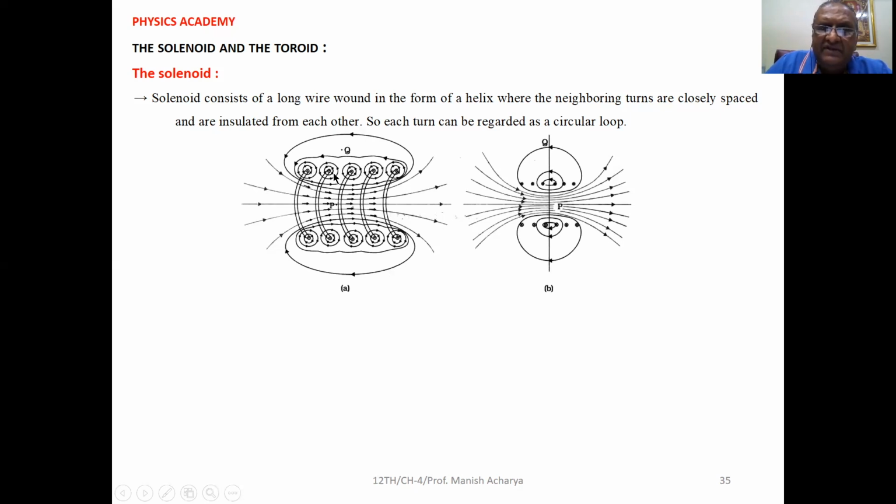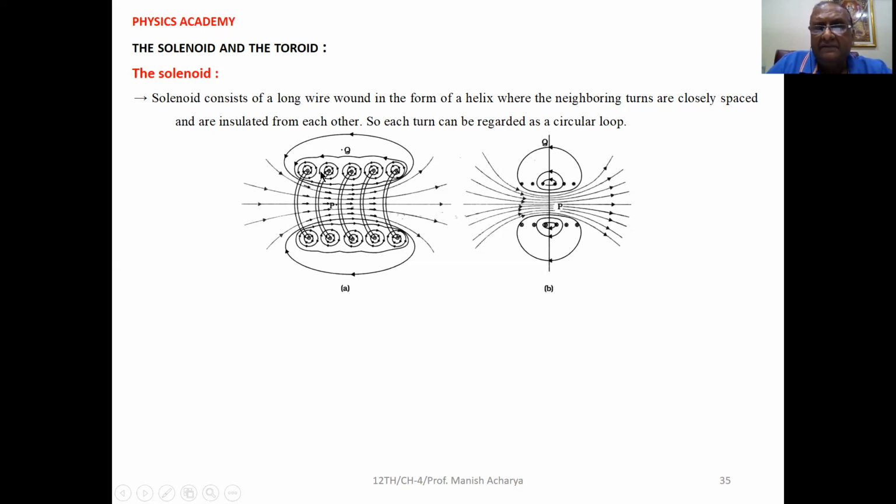Between these two turns, if we think about the magnetic field, then for the first turn the magnetic field is in loop form, and see this particular arrow. For the second one, see this particular arrow. So between these two turns you can observe that the magnetic field is mutually opposite. So it will cancel the effect of each other.